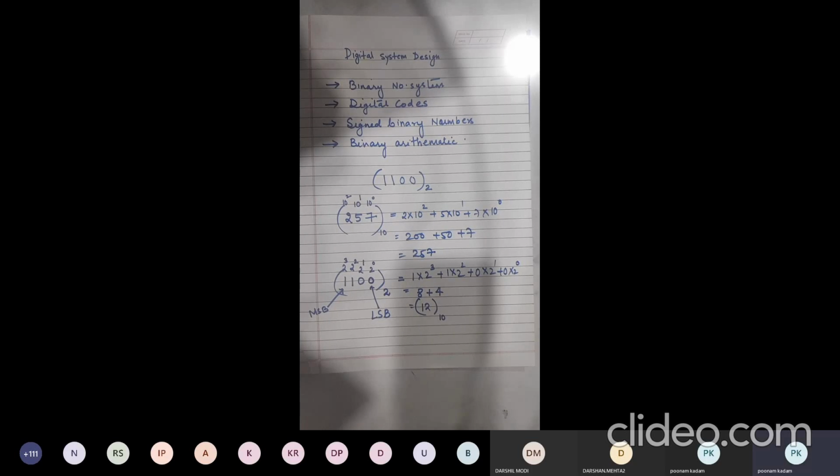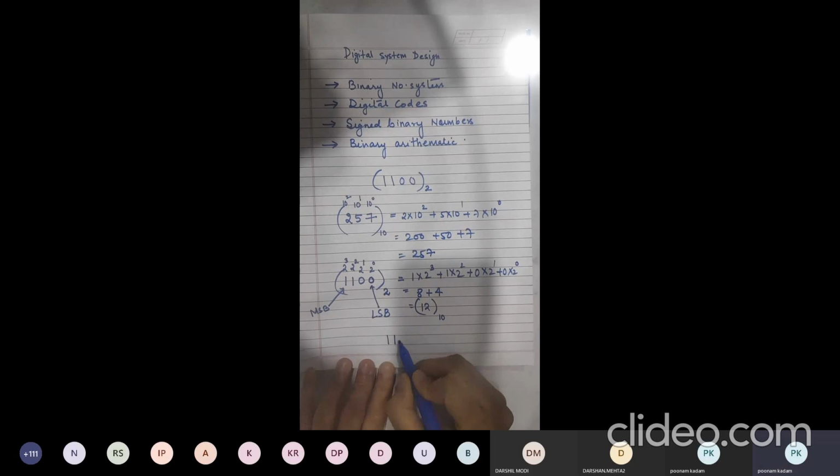I hope this part is clear to all of you, right? Now suppose you have a binary number which has a binary point also. As an example, let's say 1100 and then binary point and then 101. This is in binary. What will be its value?